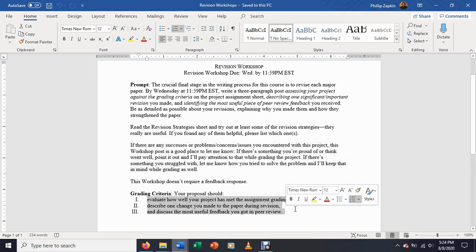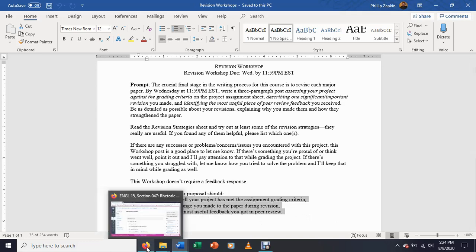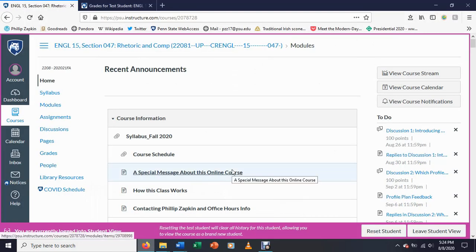And again, the grading criteria come directly out of what the assignment requires. Your revision workshop should evaluate how well your project has met the assignment grading criteria, describe one change you made to the paper during revision, and discuss the most useful feedback you got in peer review. So that's what you're doing for these workshops. They're fairly straightforward.